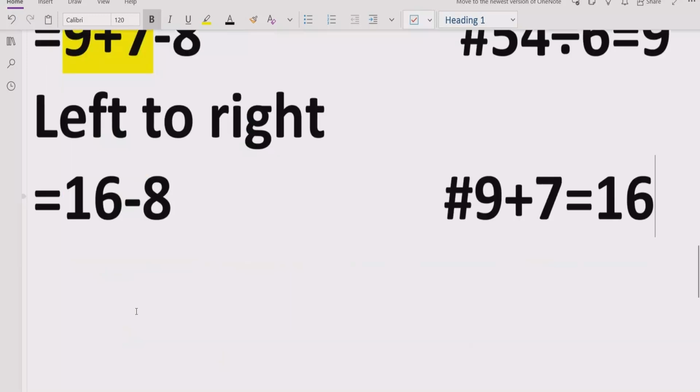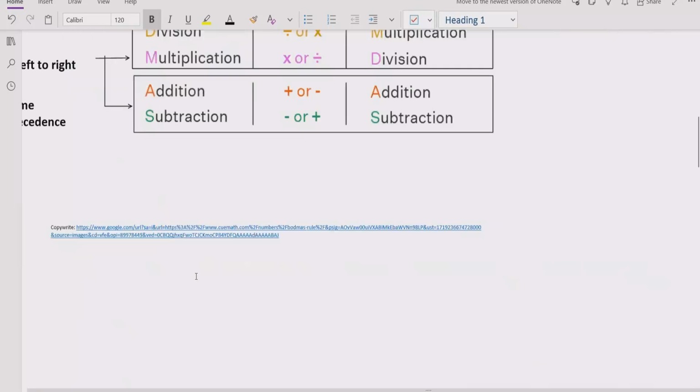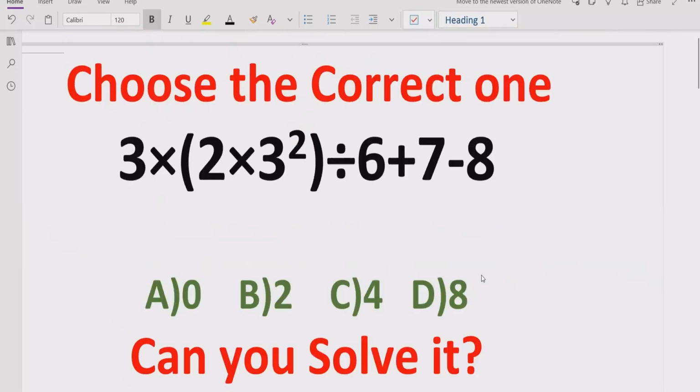Now we have two terms which are subtracting each other. So we will subtract both of them and get the answer, which is 8. So the answer of the given expression is 8. If you see the answer list, answer D is the correct answer of this expression. So I hope you understand how you can solve the given expression using the PEMDAS and BODMAS method and find out the correct answer. So that's it for today.